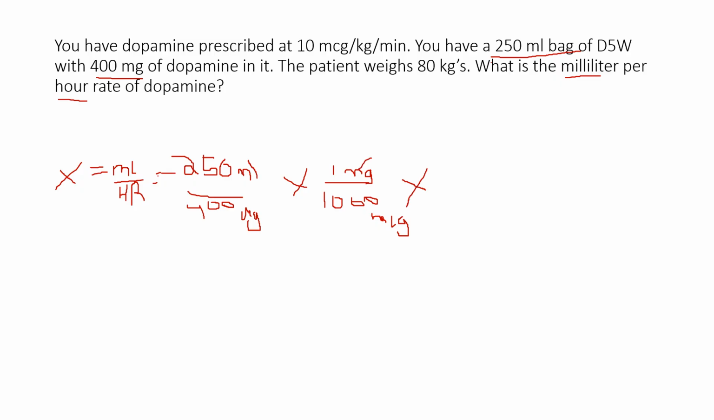So now we're already canceling out our milligrams. We're canceling out our units here. So this unit is acting as my guide. So I'm moving on. Now that I have that, I'm going to go by the dose that we have here. So we have 10 micrograms per kilogram per minute. Again, we're going to multiply 10 times 80, and that's going to give us 800 mics per minute.